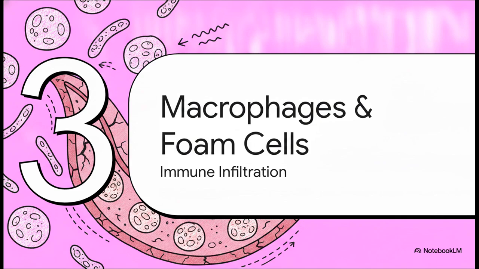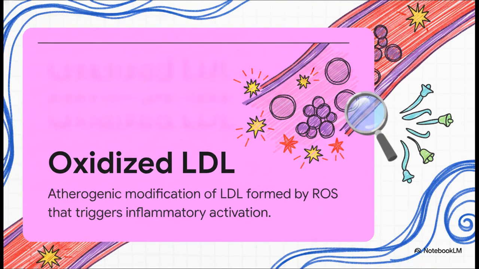Section 3, Macrophages and Foam Cells. With our arterial barrier compromised, the environment is now totally primed for a full-scale invasion. Here's the twist. The true villain in this story isn't actually just regular LDL. It's oxidized LDL. When too much LDL enters that newly permeable, damaged intima layer, it gets stuck. It gets trapped. Down there, it's exposed to reactive oxygen species generated by nearby stressed-out cells.